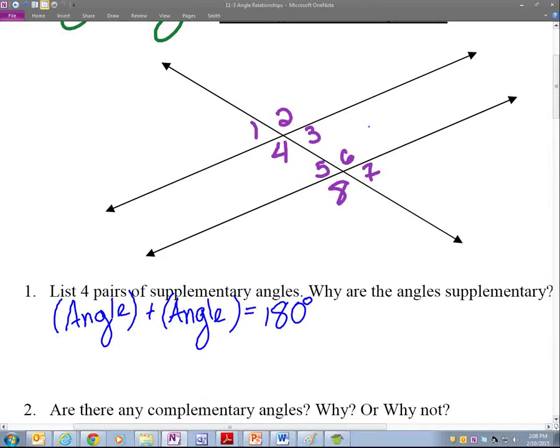Got it? Now, let's just focus on this set right here, that set of angles. Can you tell me 4 sets of supplementary angles? What's one set of supplementary angles? And if you could start with the lowest number, that'd be wonderful. 1 and 2. Yes, those 2 are supplementary angles.